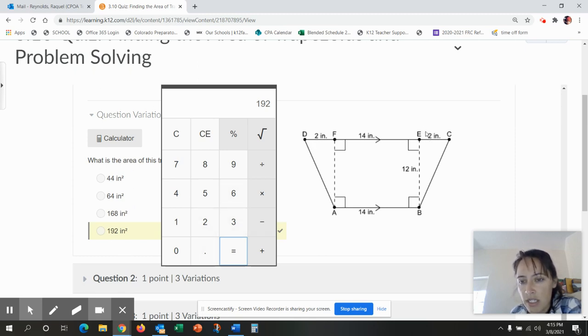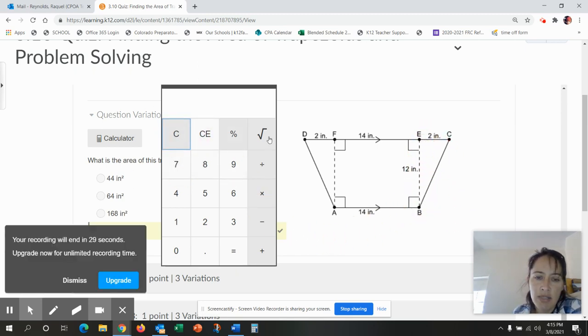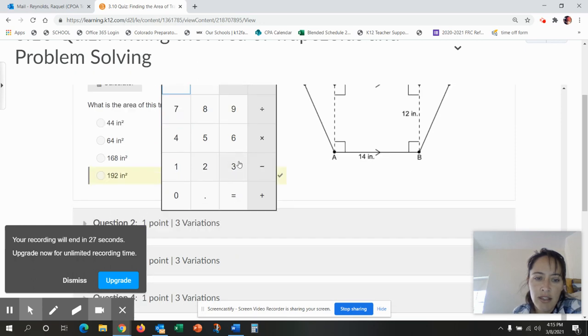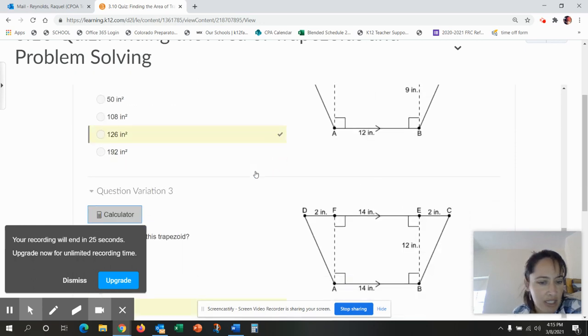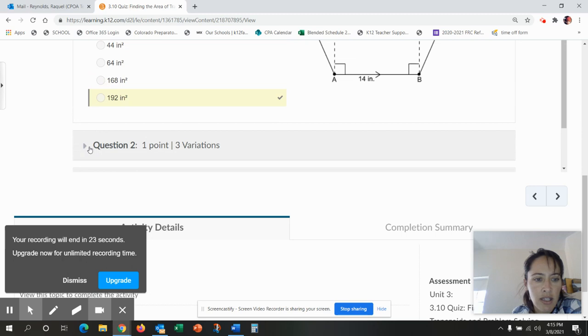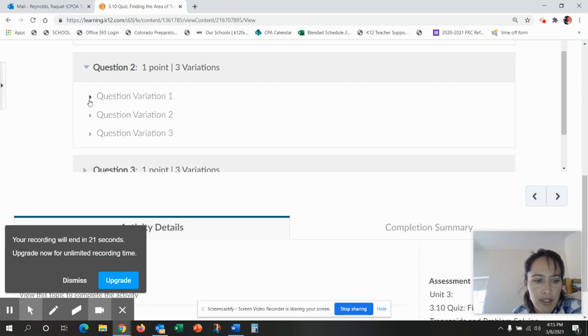2 plus 14 plus 2 is this base. This base plus this base. Then you times that by the height and half. 1/2 base times height. Okay, let's keep going. We're going to have 2 videos, and that's wonderful. So I'm going to stop this one here, and we're going to go on with the next video.